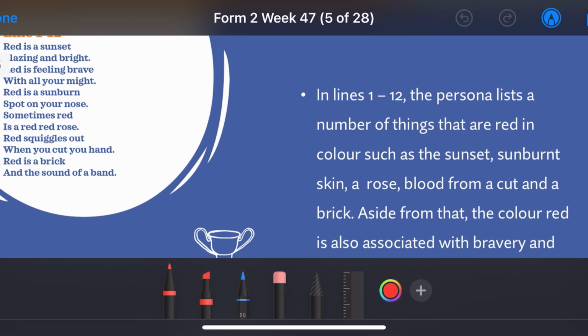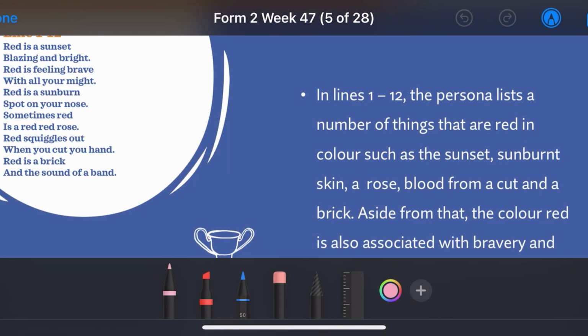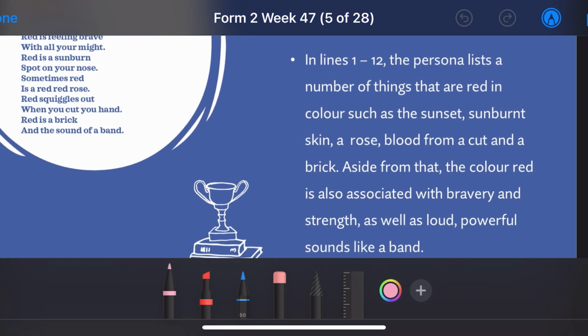I'll use just this digital marker pen or whatever. I need pink. I want pink. Okay, now. Okay, let's check out one by one.